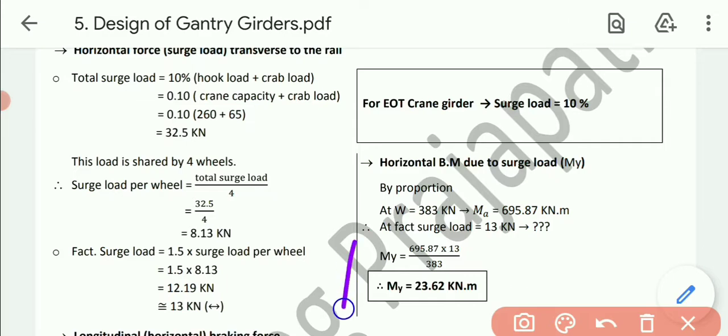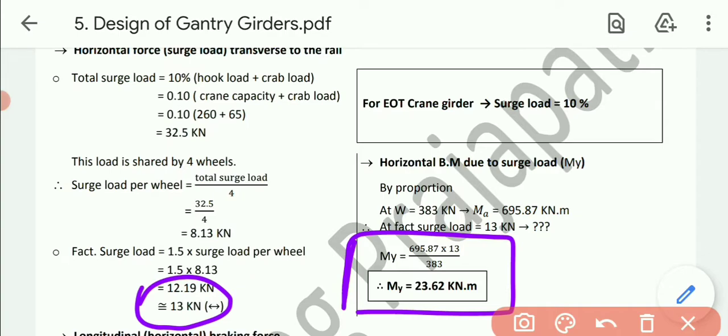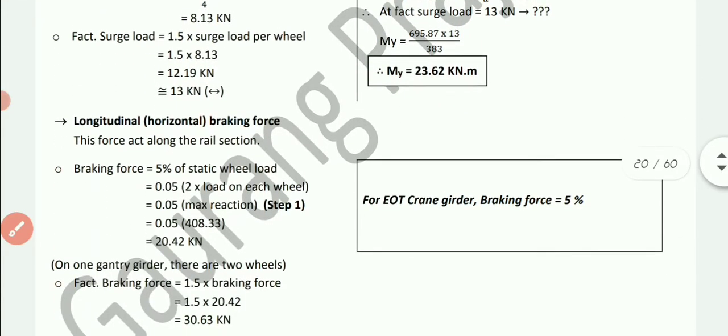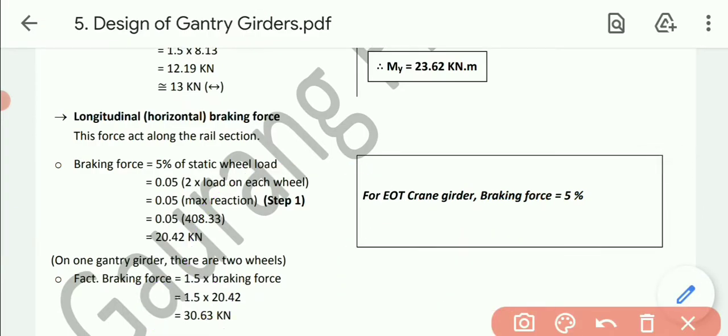So ultimately I will get my, that is 23.62 kilonewton into meter. Let's highlight this data, we will need this one at a later stage. Okay, so we have got the surge load, this one, and the moment due to surge load, that is this one. Okay, now we need to calculate the braking force also.